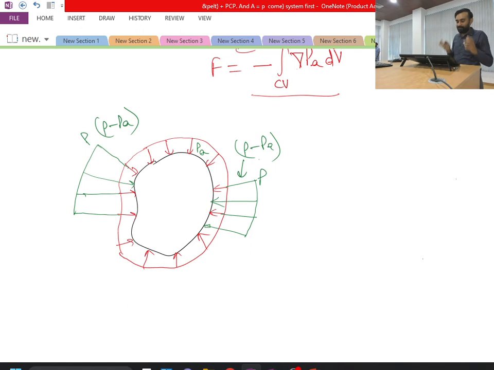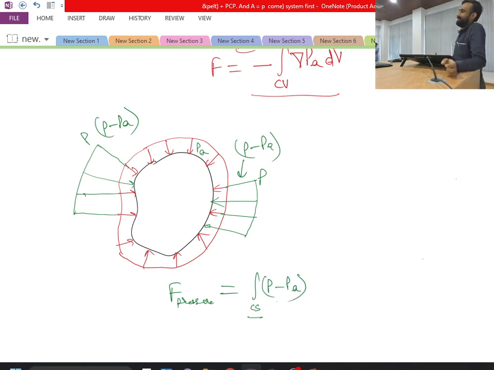So ultimately, if I have to write down the force because of the pressure, I will write the integral over the control surface, but not the entire control surface, only the portions where I have it. I can write it for the entire surface also, no problem. But now, in place of the pressure, I will write P minus PA.